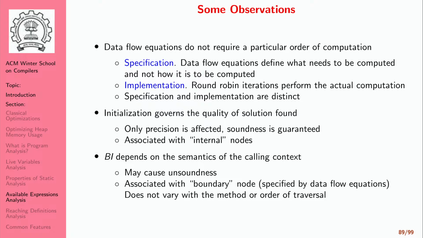So this may cause unsoundness if you use the wrong value, and this value is associated with a boundary node. Okay, and this is specified by the data flow equation. What is the boundary node? For a forward analysis, the entry of the function is the boundary node. For a backward analysis, exit of a function is the boundary node, right? So that's where the semantic information, this boundary information, is associated. And that is all as far as observations are concerned.